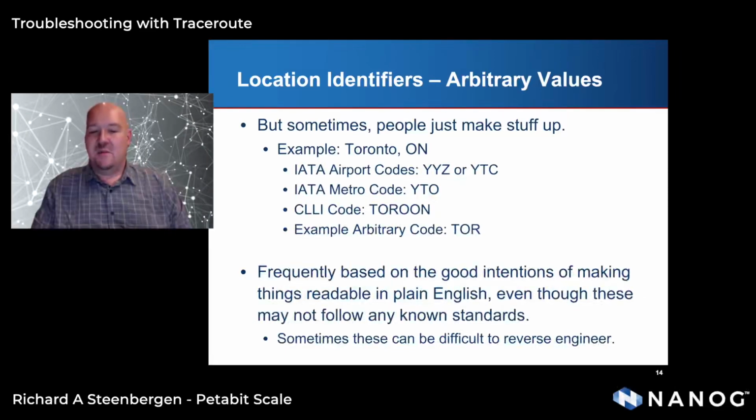So sometimes people will just use the code TOR. Typically this happens when you've got really good intentions. You're trying to make things readable for English users. But the problem is it doesn't follow a known standard. So sometimes these can be pretty difficult to reverse engineer, to work out what they actually meant when you go to read it.